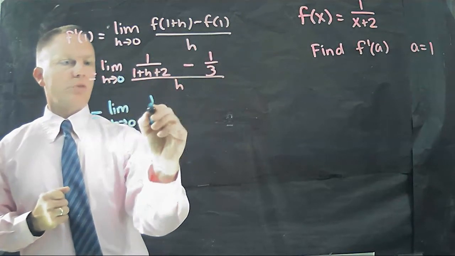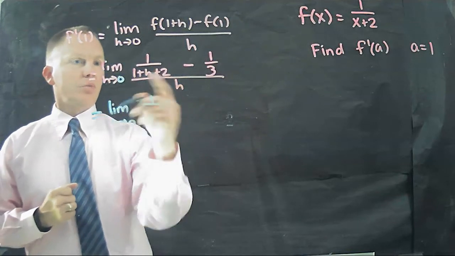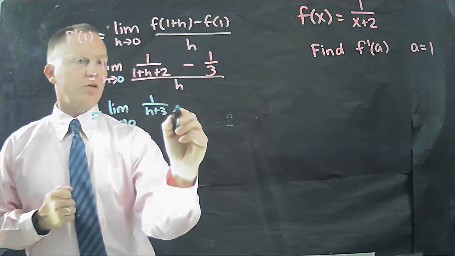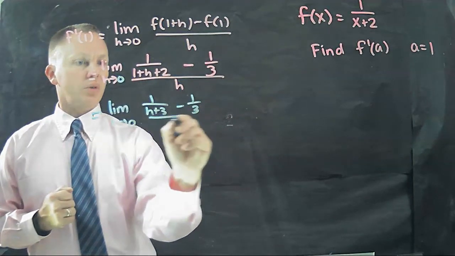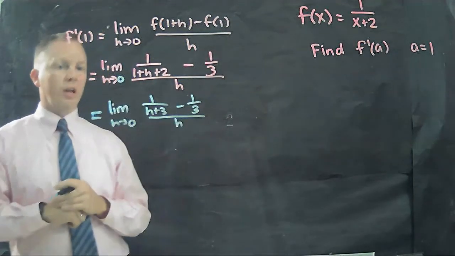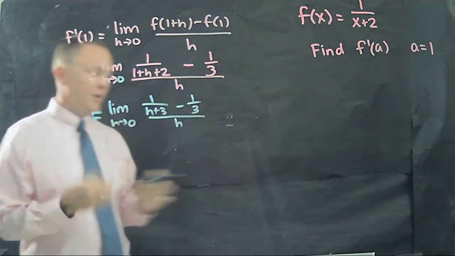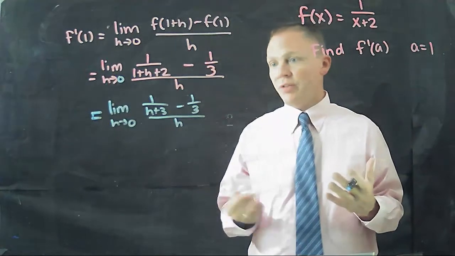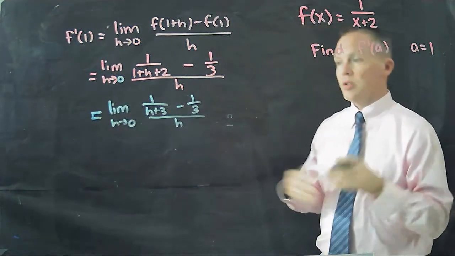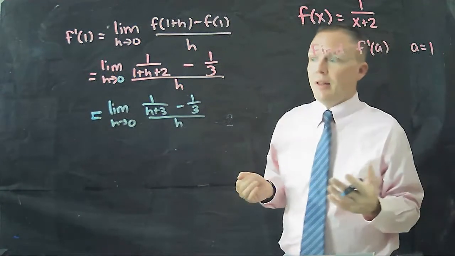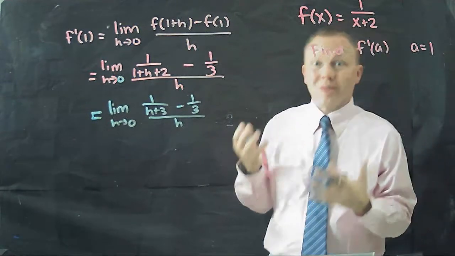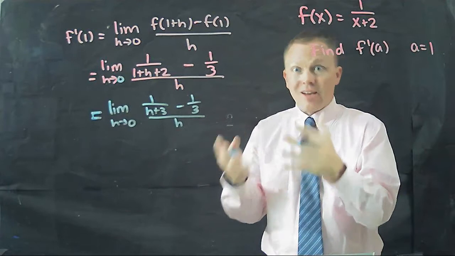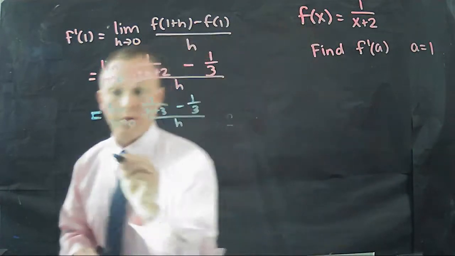I'm going to go ahead and simplify the numerator here to 1 over h plus 3 minus 1 over 3, over h. Okay? So now I need to do this algebraically. I can't just plug in 0 for h because I'm going to get 0 over 0. So I've got to do some algebra, and the algebra I'm going to have to do is find a common denominator in the numerator. So let's do it.